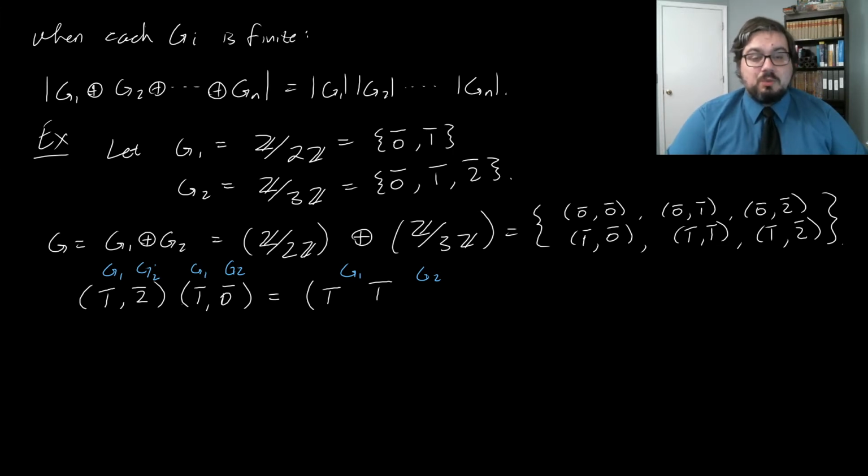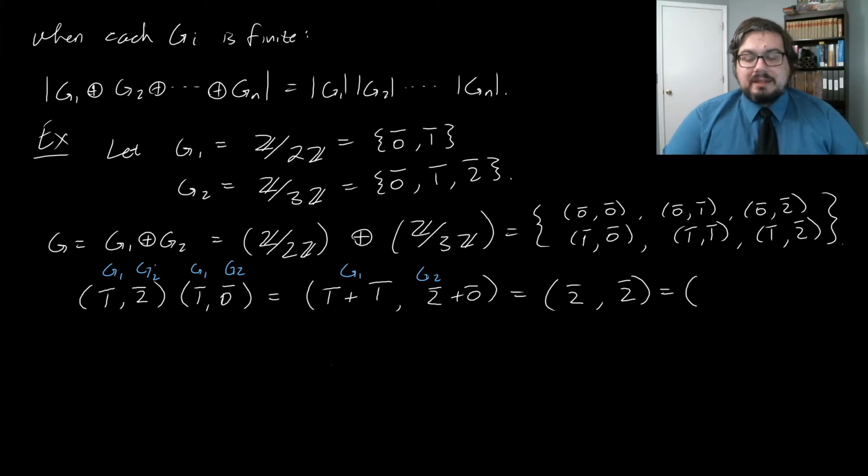Now the operation on G1 and G2 is addition. So this becomes 1 bar plus 1 bar, and then 2 bar plus 0 bar. And now we simply do the operations in each coordinate based on the groups G1 and G2. So 1 bar plus 1 bar is 2 bar, and 2 bar plus 0 bar is 2 bar. And of course we can simplify this because the 2 bar in the first coordinate comes from G1, we know that 2 bar is the same as 0 bar in G1. But in G2, it's not.